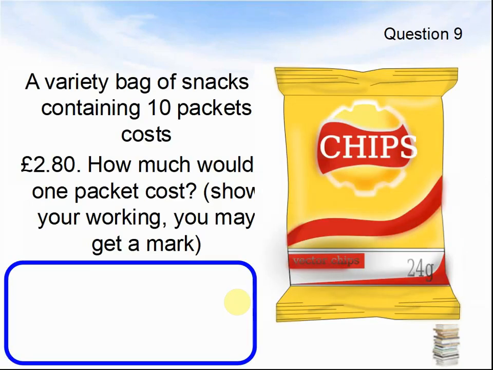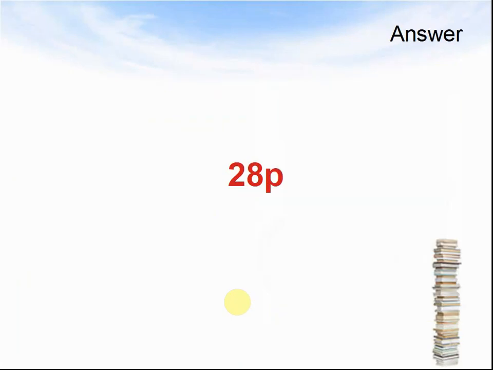Question 9. A variety of snacks containing 28 packets costs £2.80. How much would 1 packet cost? Show your working. You may get a mark. Pause the video until you are ready to see the answer. Here comes the answer. The answer was 28 pence per pack.